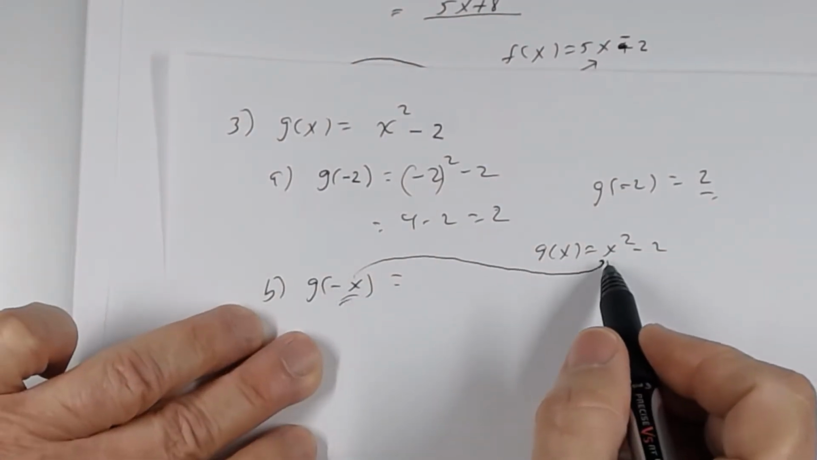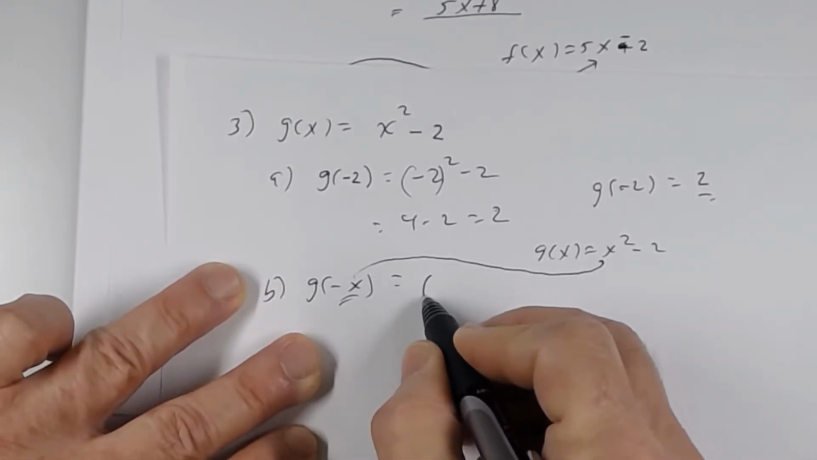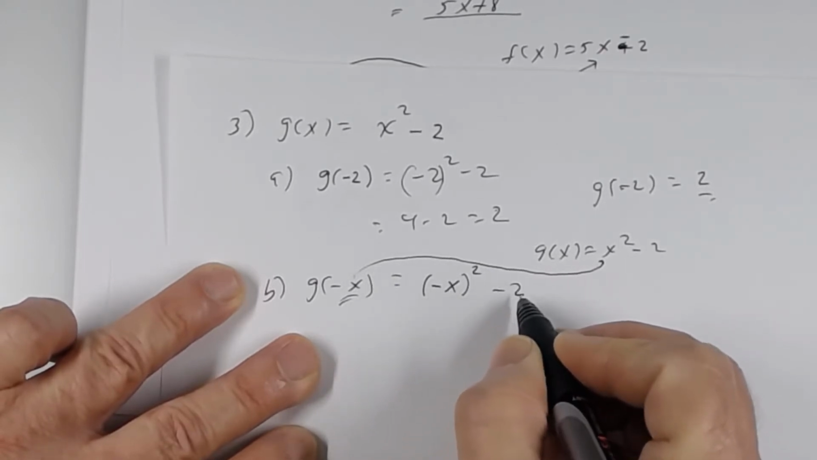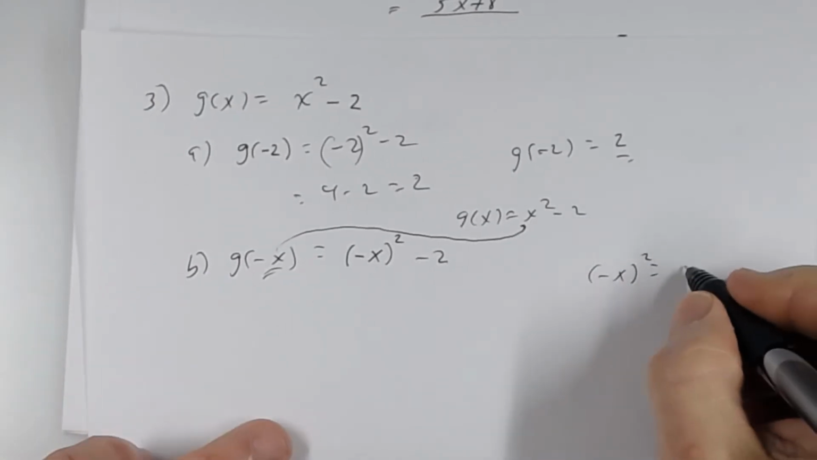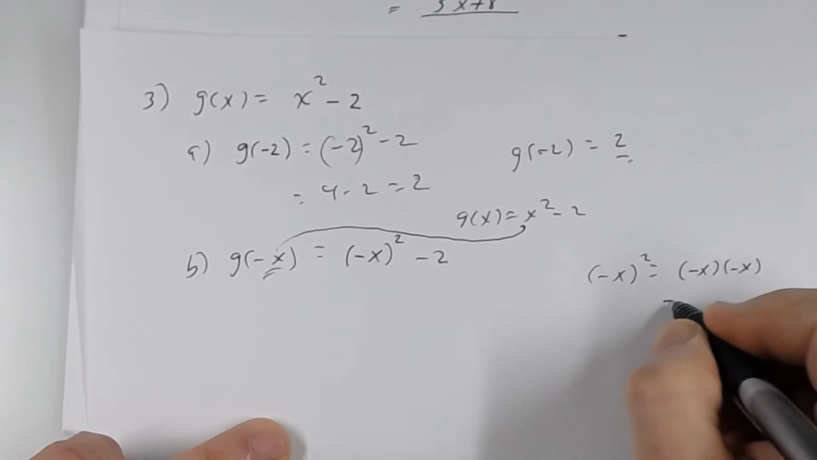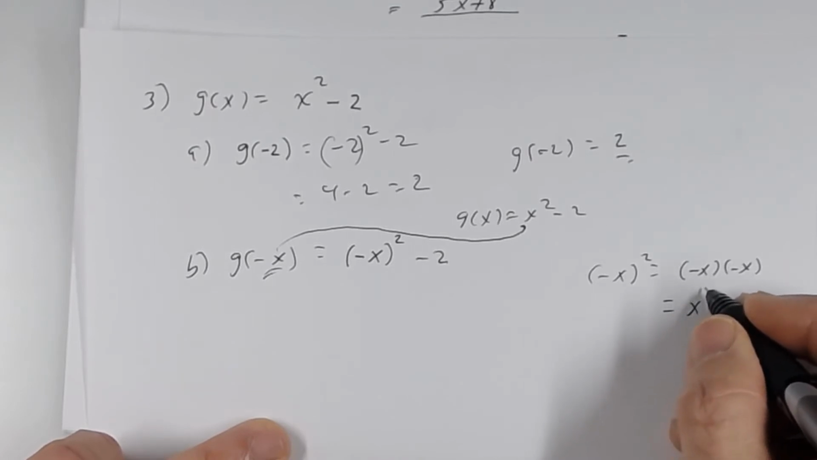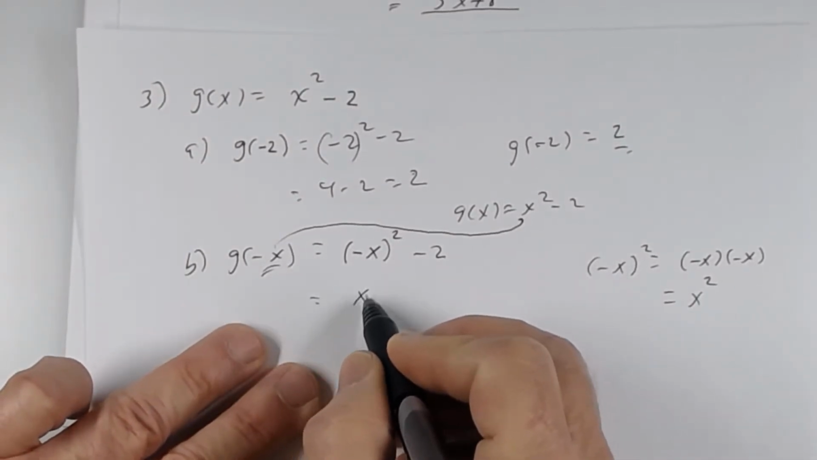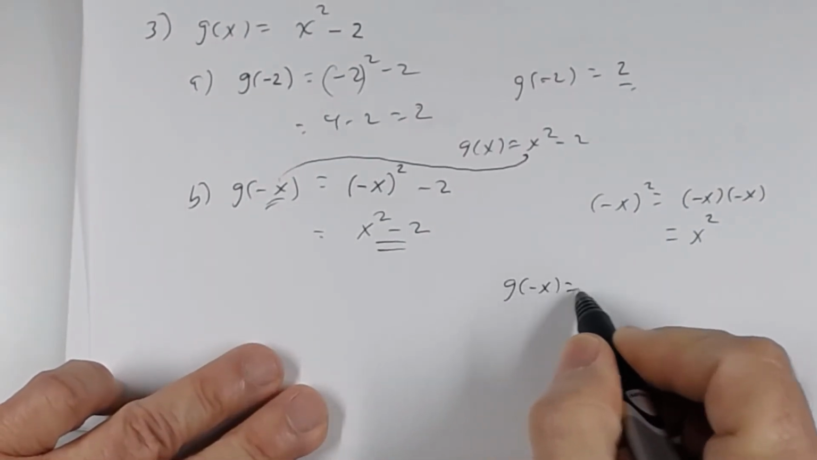So when I substitute, where we see the variable x, I substitute negative x. Remember, put that in parentheses. So I put negative x in parentheses, and that's being squared, minus 2. Now think about what negative x squared means. Negative x times negative x. What's negative x times negative x? It's x squared. Yeah, you said positive x though. Okay, x squared. So what's the answer? x squared minus 2. There's your answer. So g of negative x is x squared minus 2.